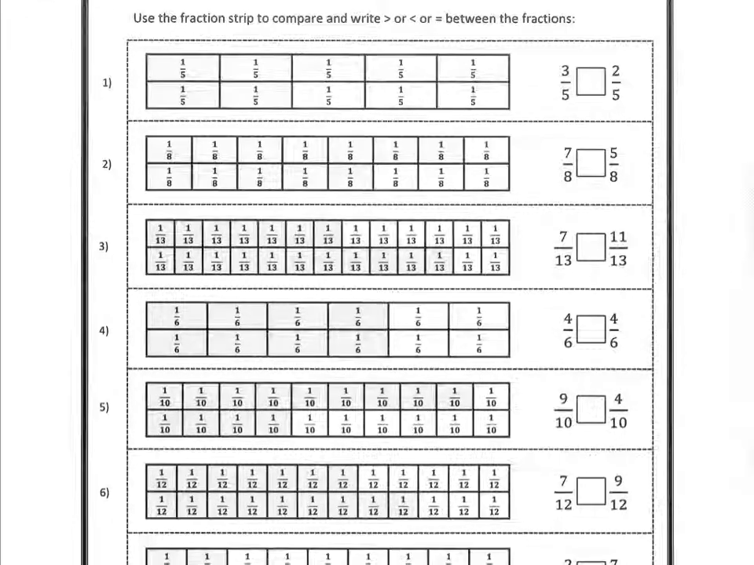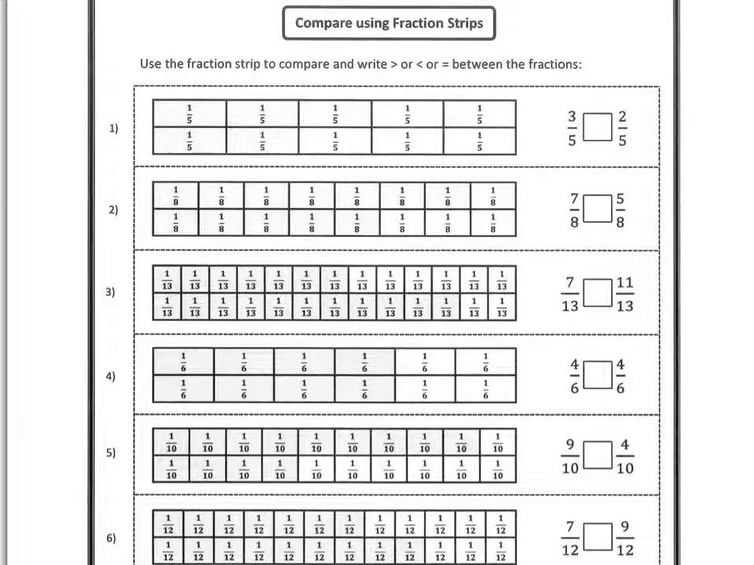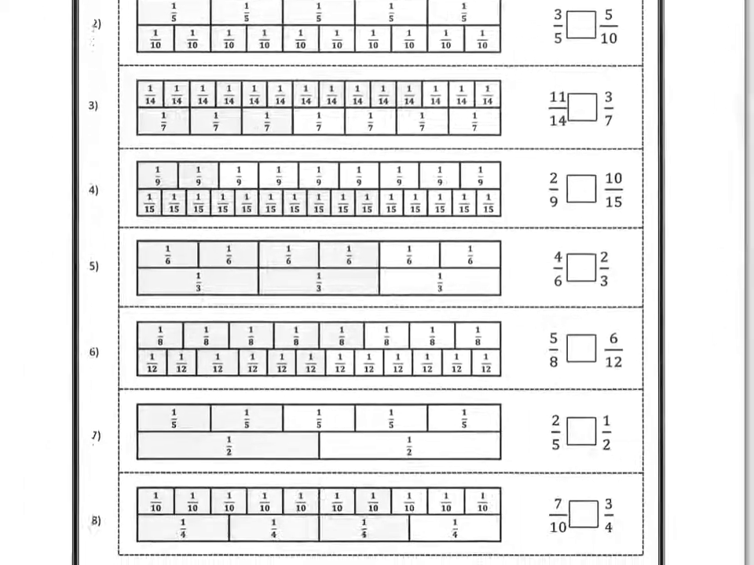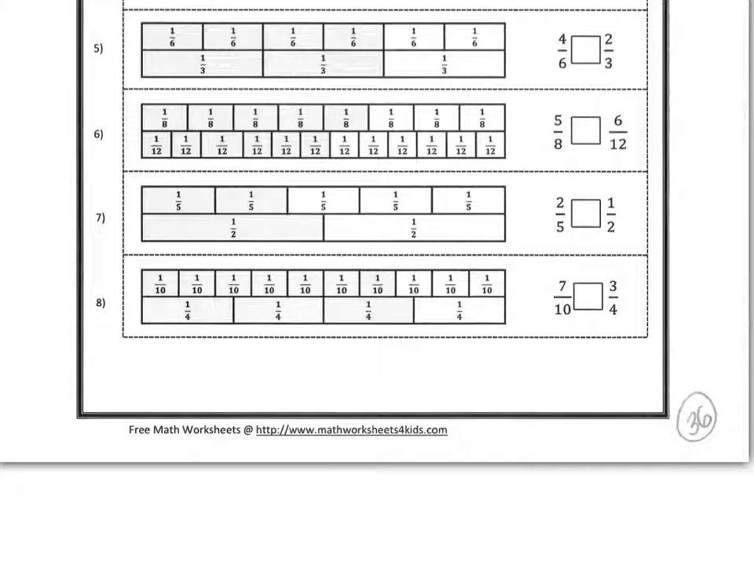And then when you get to page 35, you're going to fill this one in, but you're going to fill it in this way. So on page 35, this one says 3/5. So I'm going to make my top bar shaded in 3 of the 5. And then my second number was 2/5. Then I'll be able to see which one's bigger. So that's page 35. Page 36 is exactly the same.